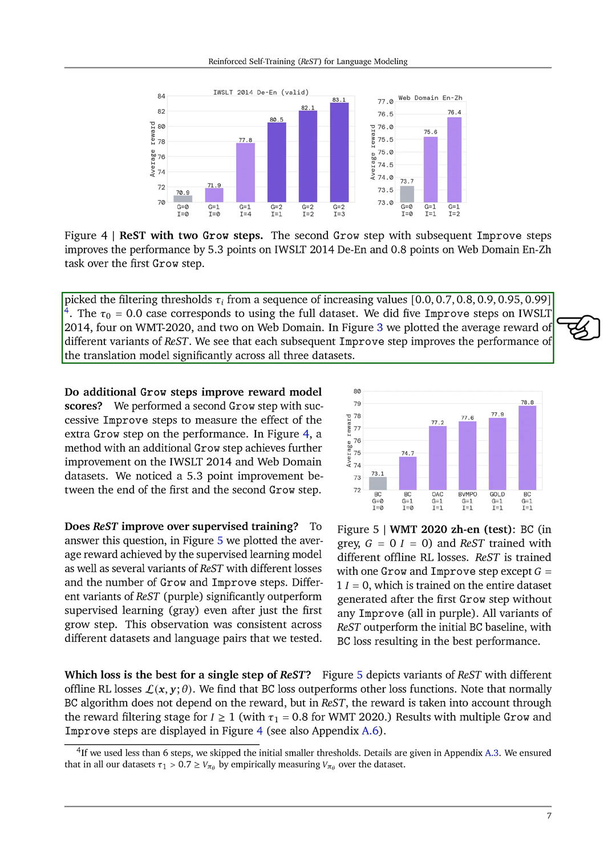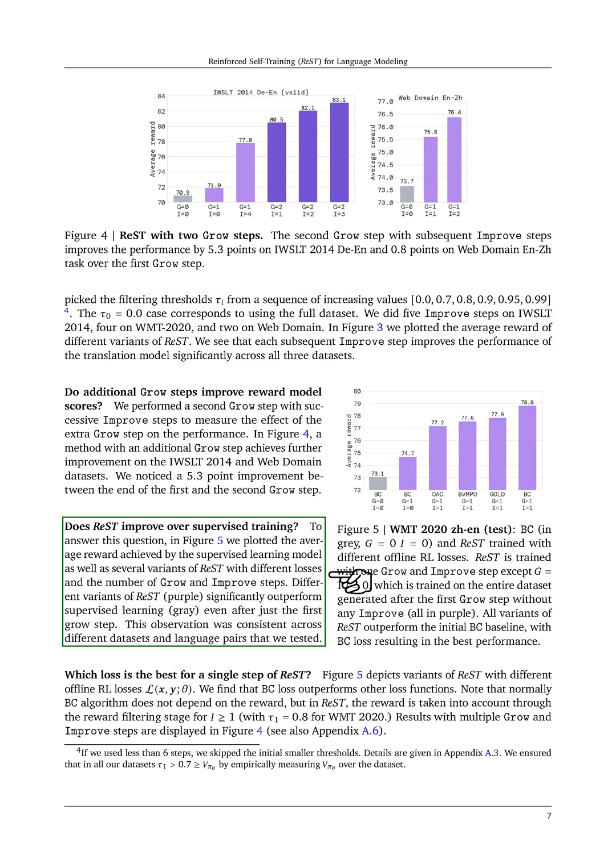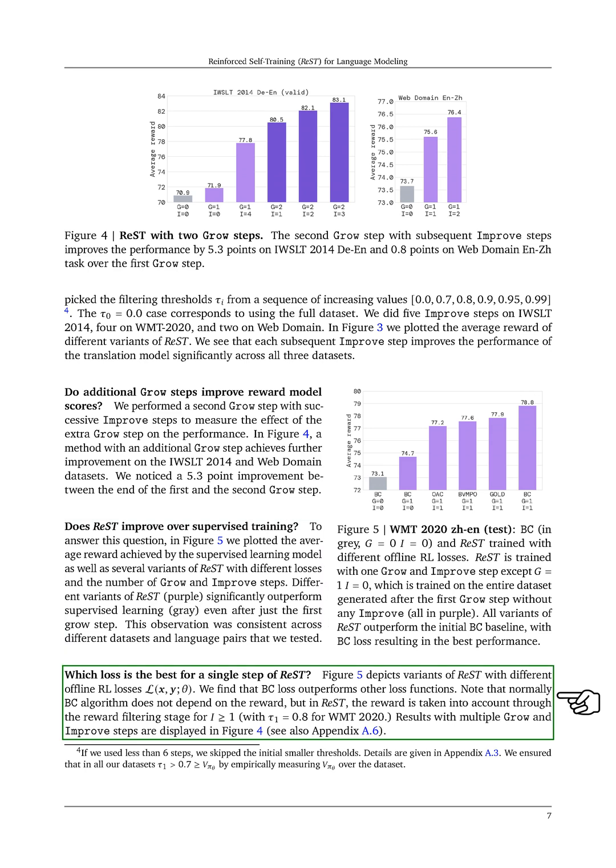We also compared ReST to supervised training. We found that different versions of ReST significantly outperformed supervised learning, even after just the first grow step. This was true across different datasets and language pairs. We also looked at which loss function was best for a single step of ReST. We found that the BC loss function performed the best.